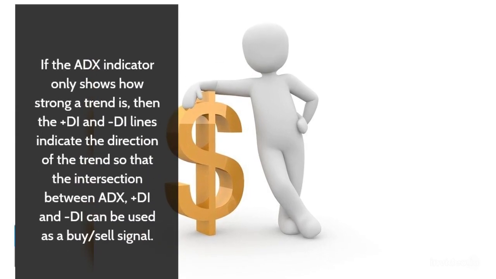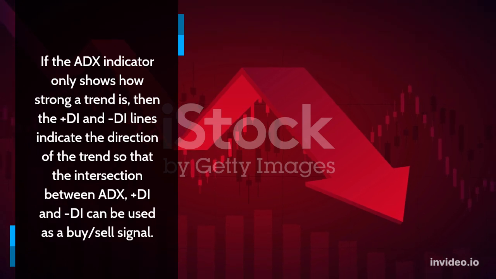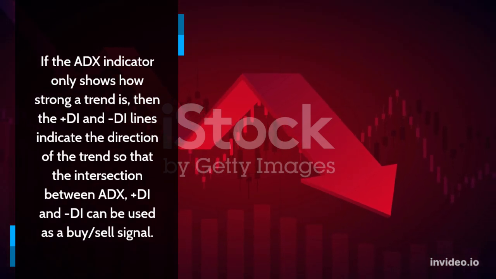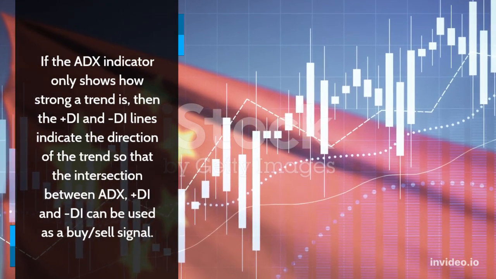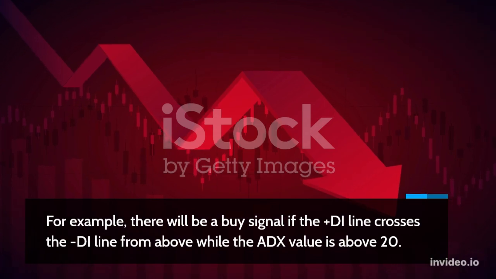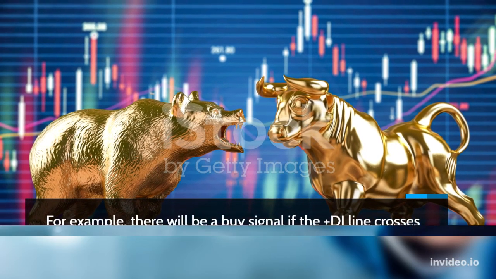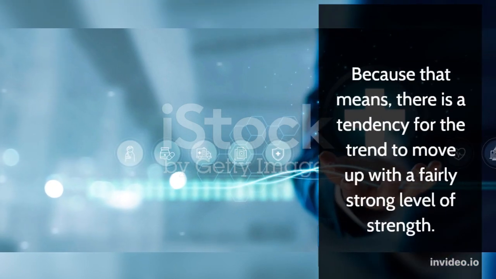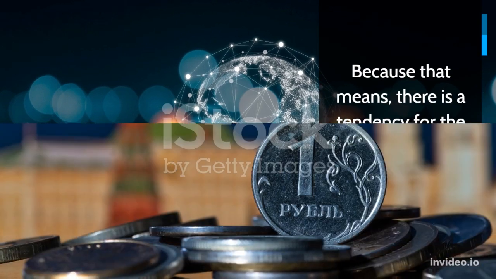If the ADX indicator only shows how strong a trend is, then the plus DI and minus DI lines indicate the direction of the trend so that the intersection between ADX, plus DI and minus DI can be used as a buy/sell signal. For example, there will be a buy signal if the plus DI line crosses the minus DI line from below while the ADX value is above 20. Because that means, there is a tendency for the trend to move up with a fairly strong level of strength.